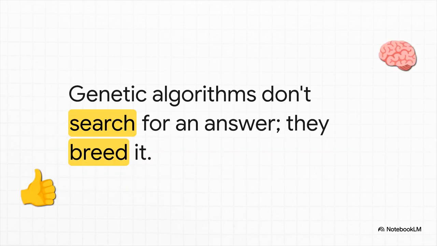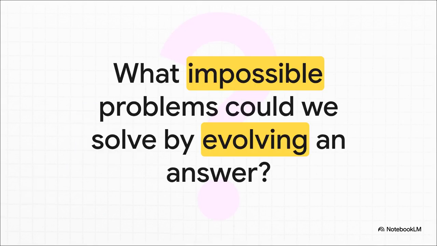So, look, if there's one thing to take away from all of this, it's this fundamental shift in thinking. For a whole class of incredibly hard problems, the best way forward isn't to search for an answer. It's to breed one. And that kind of leaves us with a pretty fascinating thought, doesn't it? From designing new medicines to fixing global supply chains, or maybe even tackling something as huge as climate change, what other impossible problems are just sitting there, waiting for us to stop searching, and instead, just let the answer evolve?